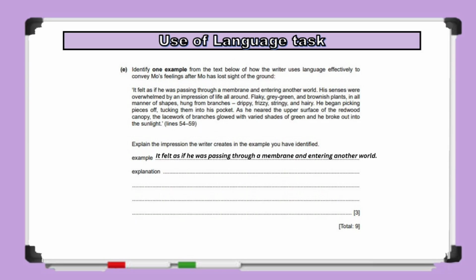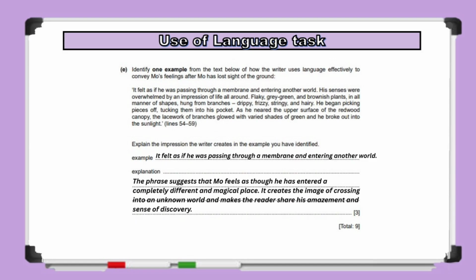The explanation is, the phrase suggests that Mo feels as though he has entered a completely different and magical place. It creates the image of crossing into an unknown world and makes the reader share his amazement and sense of discovery. As you can see, writer's language questions are not asking you to retell the events of the story. They are asking you to explain why the writer has chosen particular words and what effects those words create on the reader.